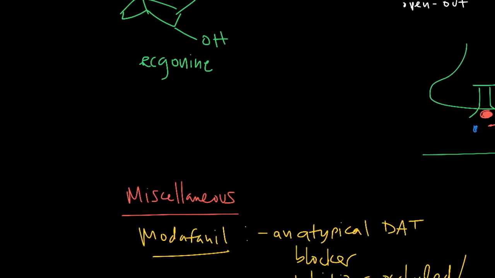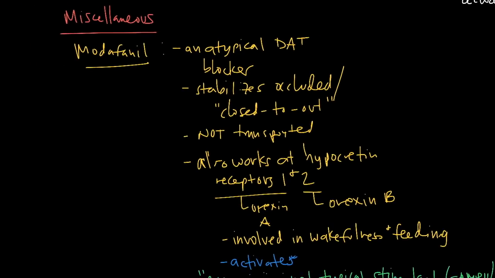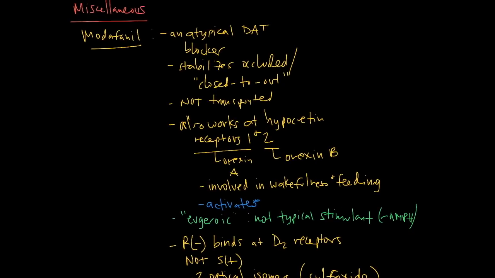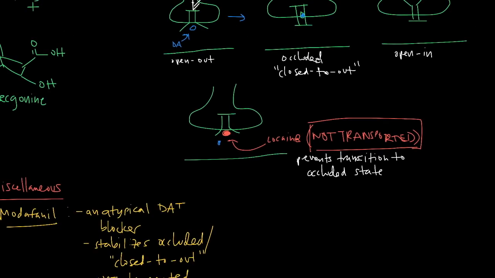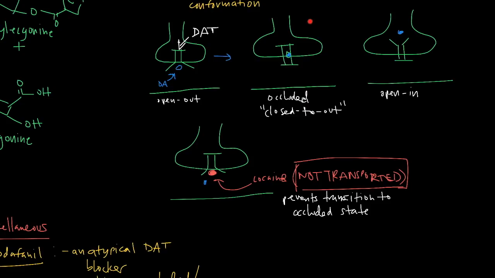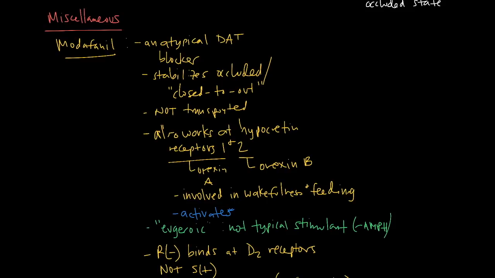Let's see. Miscellaneous agents. Number one is modafinil, which is an atypical dopamine transporter inhibitor. It stabilizes the occluded or closed-out state. So basically, if cocaine binds to the open-out state, modafinil binds over here in the occluded, closed-out state. So it binds when the dopamine transporter is completely closed. Important to note that just like cocaine, modafinil itself is not transported.